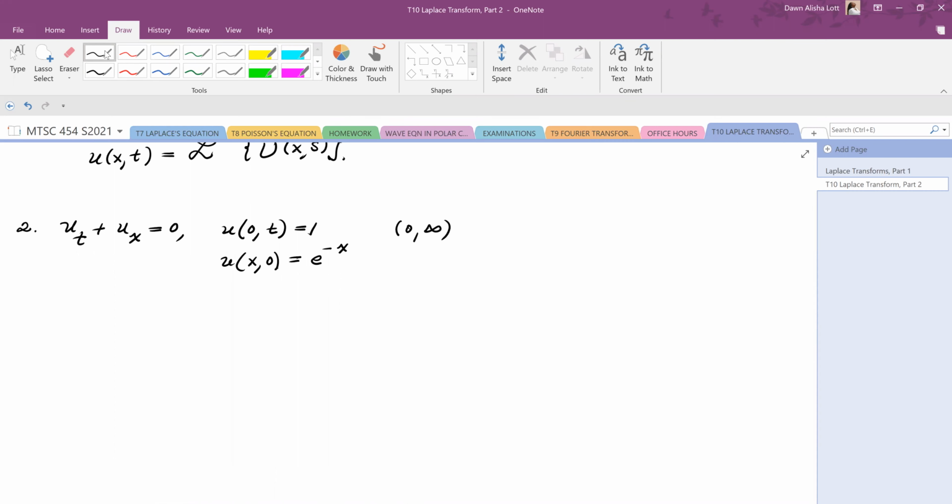Which is why it requires a boundary condition. So we have an initial condition and a boundary condition. Completely different problem. Okay, so let's do this problem because this is completely different than the other one.